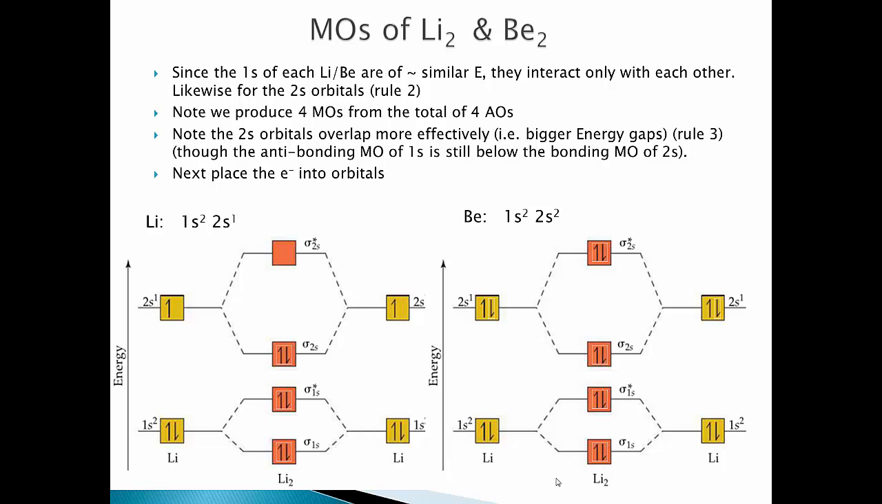Let's look at our molecular orbitals and the bond order to see if these are stable. This one would be half of 4 bonding and 2 anti-bonding, so it would be 1 single bond. For this one, we do a half, we've got 2, 4, 2, 4, so it would be 4 minus 4, which gives us 0. So this one wouldn't exist, the Be2 wouldn't exist.